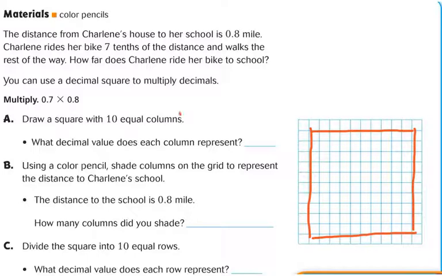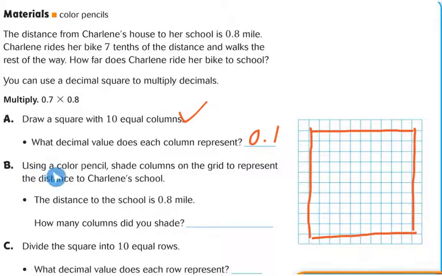First thing that we're going to do, which we can check off, is draw a 10 by 10 square. If you notice, there are 10 columns and 10 rows. So make sure you stop the video and pause and draw that right now. It says, what decimal value does each column represent? So this is going to be something new for us, boys and girls. Each decimal column represents 1/10. So if we count it out, 1/10, 2/10, 3/10, 4/10, 5/10, 6/10, 7/10, 8/10, 9/10, 10/10, or 1 whole.